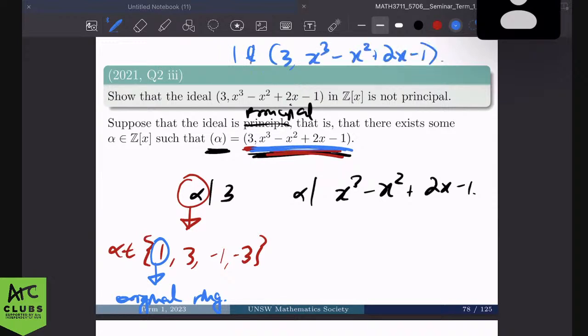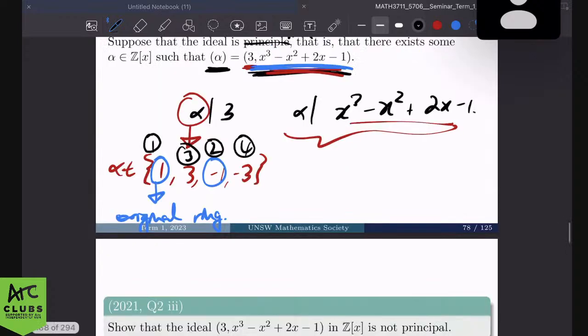X minus 1. Right, so it can't be 1, and also can't be minus 1 for the same reason. What about 3? Okay, that's the other option. If it's equal to 3, then the other condition doesn't hold, because 3 doesn't generate x cubed minus x squared plus 2x minus 1, which means that we won't have a solution there either.